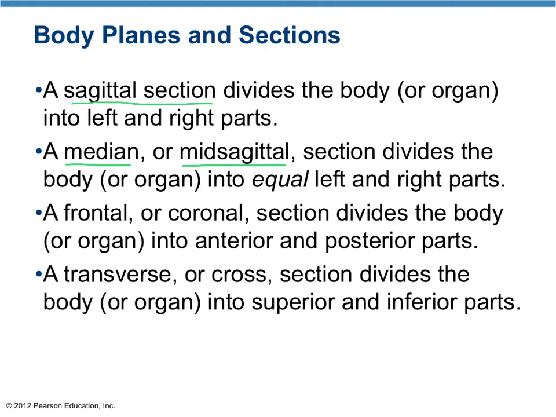A frontal section, also known as a coronal section, divides the body or an organ that you're looking at into an anterior and posterior part. So that divides something into a front and back part. And then a transverse or cross section divides the body into superior and inferior parts, or an upper and lower part.